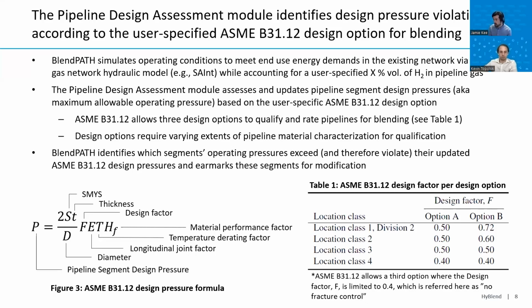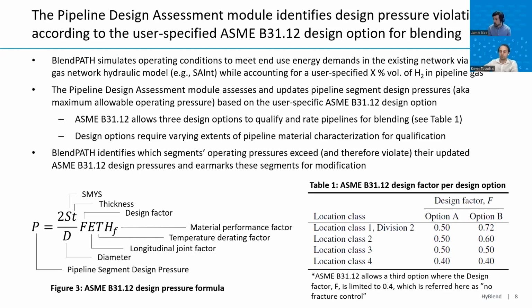ASME B31.12 allows for 3 design options to qualify and rate pipelines for blending. And these design options require varying extents of pipeline material characterization for qualification. If we look at table 1, this outlines a few different design factors for design option A and design option B within ASME B31.12. And this can depend on the location class. We also consider a third design option, which limits the design factor to 0.4. And within BlendPATH, we refer to that as no fracture control.